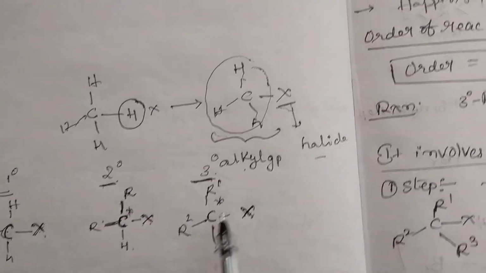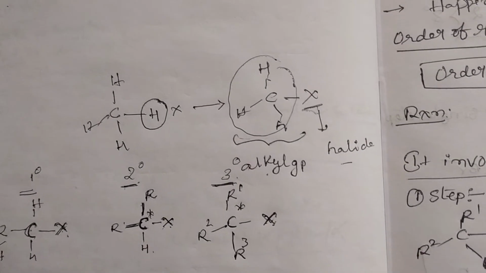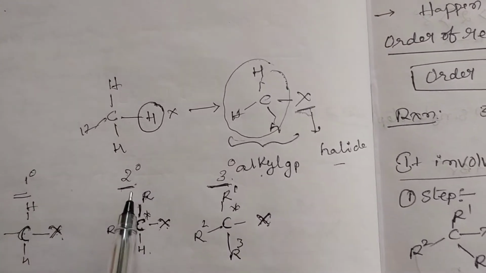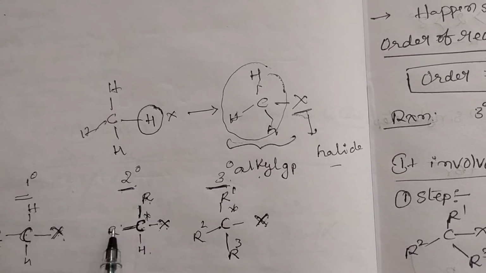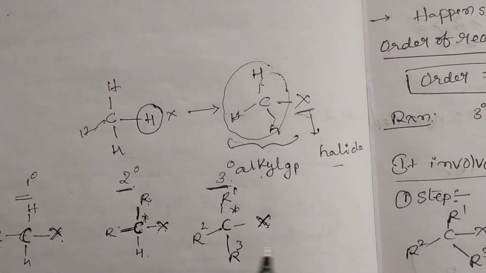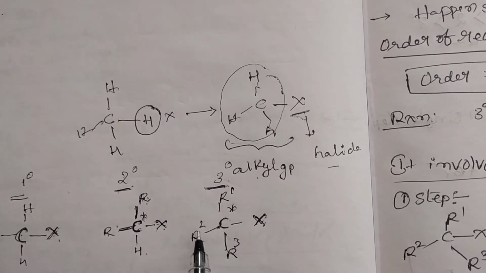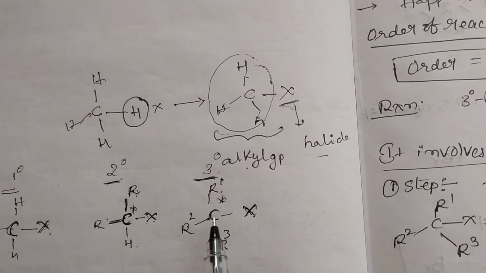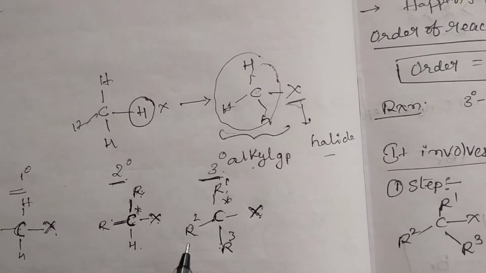Do you understand? Primary means the halogenated carbon is attached to one alkyl group or only hydrogens. Secondary alkyl halide means the halogenated carbon is attached to two alkyl groups. Tertiary means the halogenated carbon is attached to three alkyl groups, and is called a tertiary alkyl halide. Clear? So just remember these: primary, secondary and tertiary.